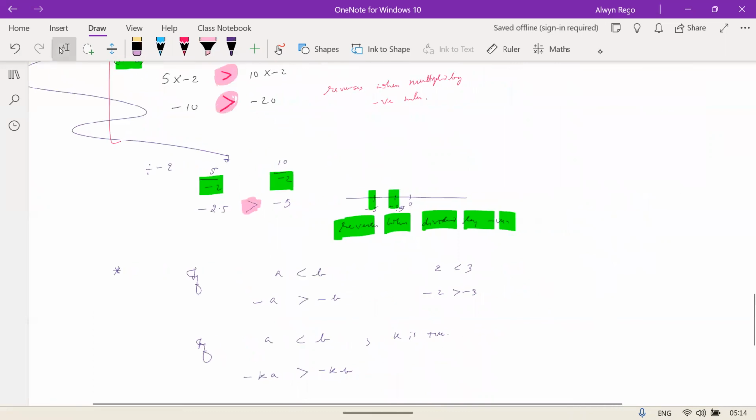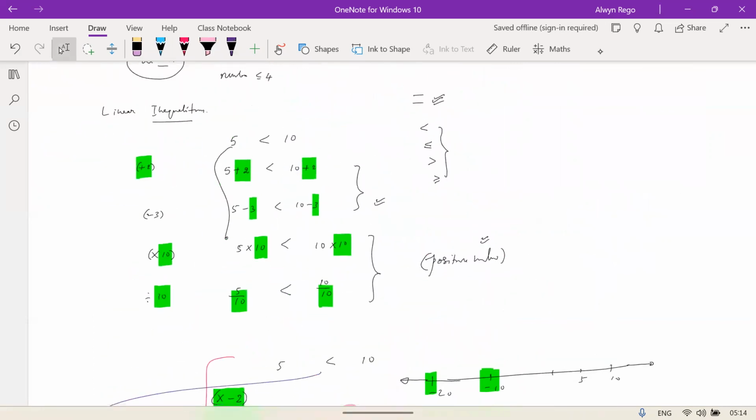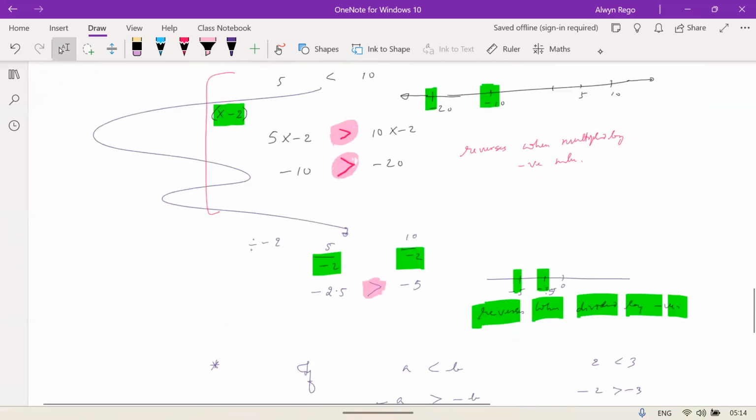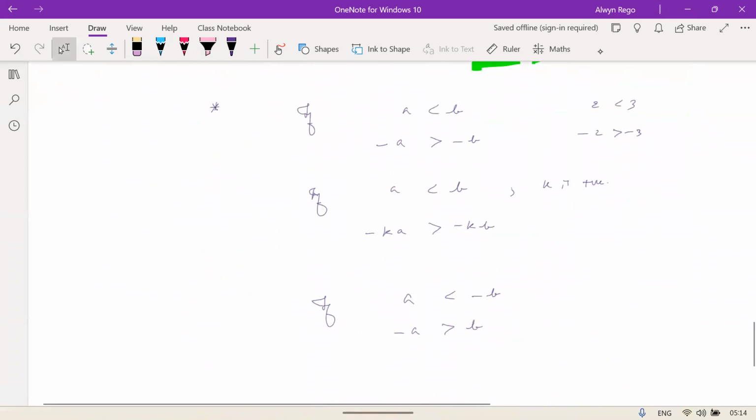But then remember, the main thing that we have in this one is that the inequality is undisturbed if you add a positive number to both sides, if you subtract a number, if you multiply by a positive, or if you divide by a positive. But if you multiply or divide by a negative, the inequality will immediately switch around.